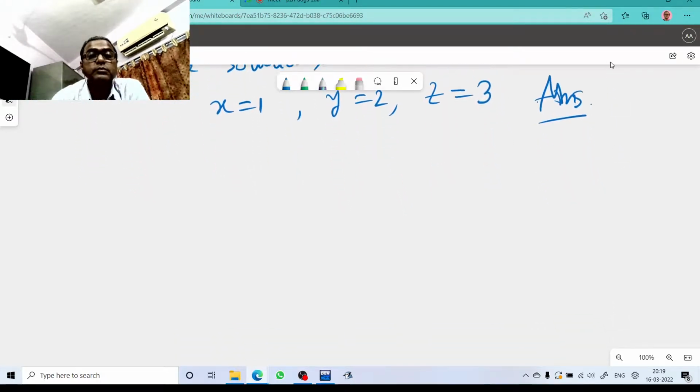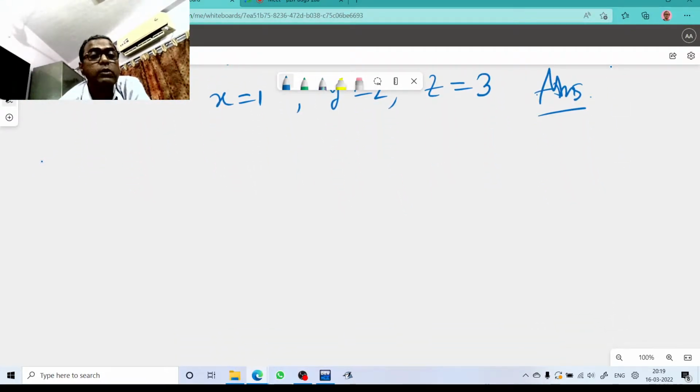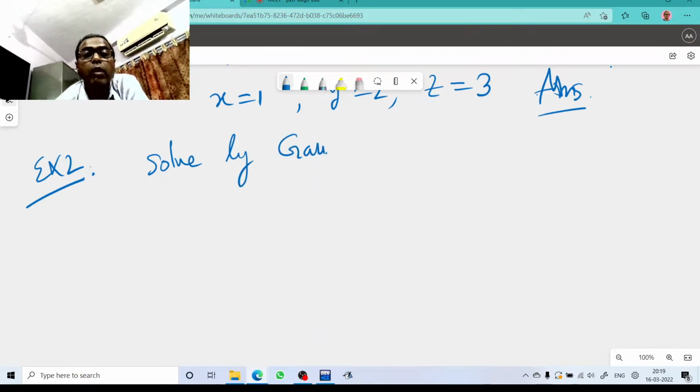Next, example 2, solve by Gauss-Jordan method.